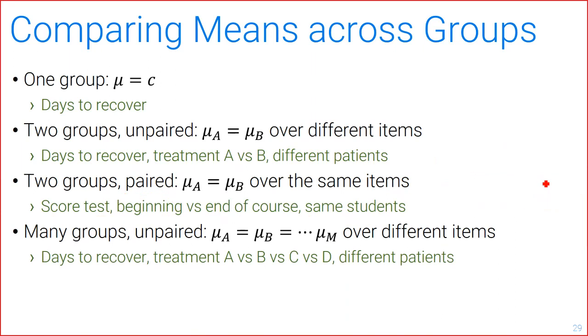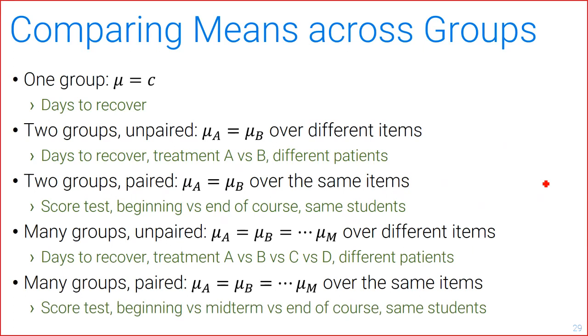And of course, we could look at the cases in which we have more than two groups. We could have m groups, an arbitrary number of groups, in the unpaired case, and the same thing in the paired case. Again, if we have multiple treatments in different patients, that's an unpaired case. Or in the case of students, we might be interested in testing students at the beginning of the course, the midterm, and the end of the course, so that we will have three different groups or three different moments to test.